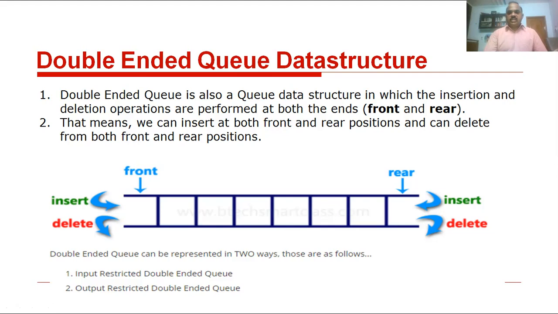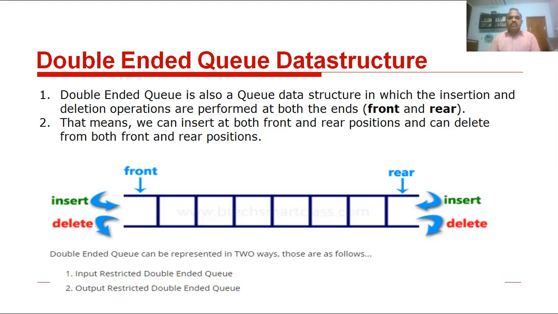A double-ended queue data structure is also a queue data structure in which the insertion and deletion operations are performed at both ends, front and rear. Clear? That means we can insert at both front and rear positions and can delete from both front and rear positions. Okay? Insert to front and rear, then delete from front and rear positions. Done. Clear?